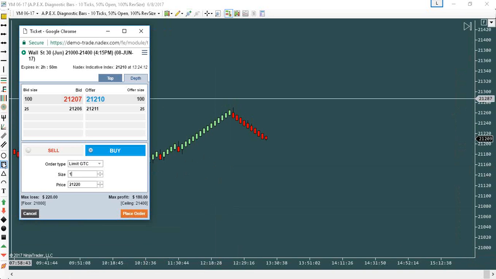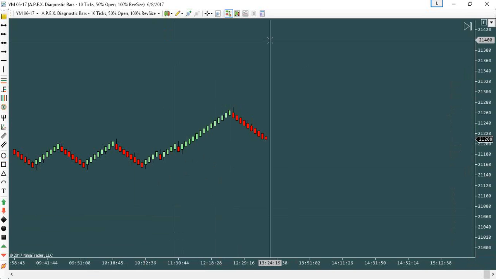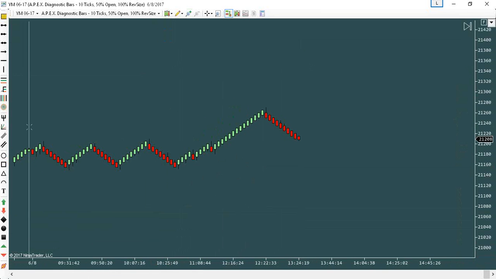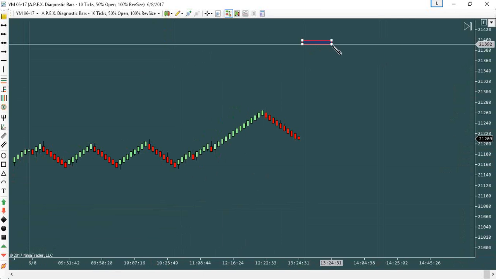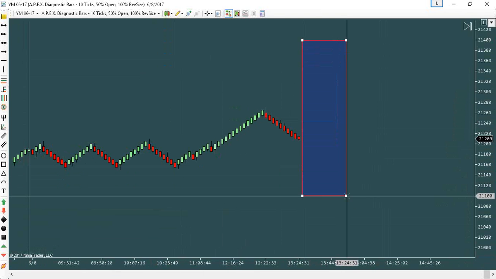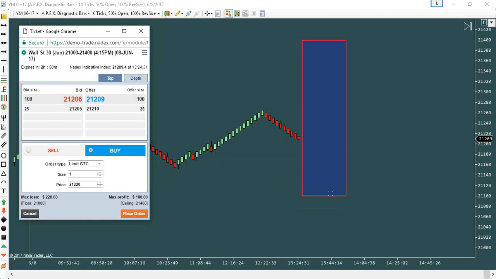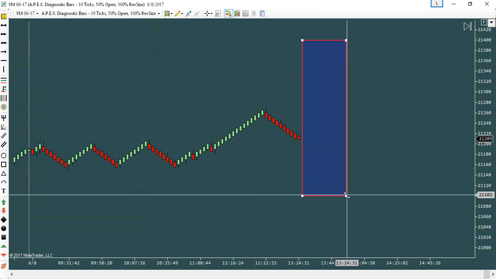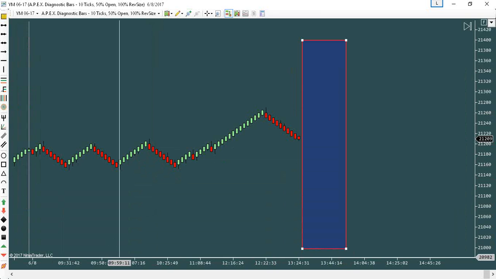So this spread, let's just draw it out, okay? So we've got from 21,400, okay, down to 21,100, I believe it was, right? Let's see. Or nope, 21,000. Let's go all the way here. So that's our spread right there, okay?